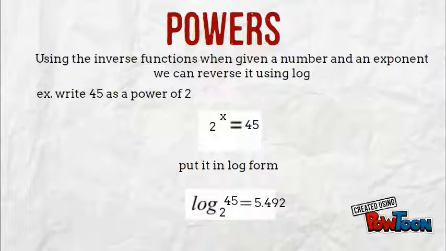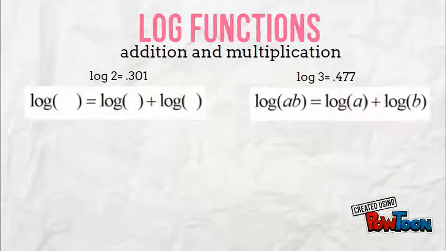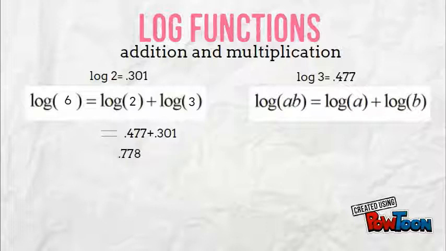The result is then 5.492, which can be plugged back into the original 2 to the power of x equals 45, making it 2 to the power of 5.492, giving you 45. Without log, it would be much harder to solve. Using log function in addition and multiplication when given a number like log 2 equals 0.301 and log 3 equals 0.477, it makes the system easier to solve as you add these two numbers together, giving you the log of 6, which is 0.778.